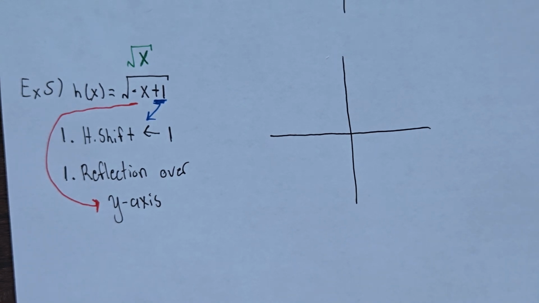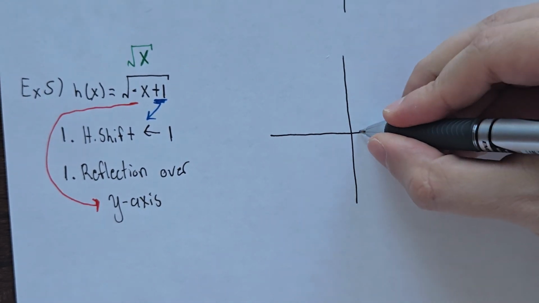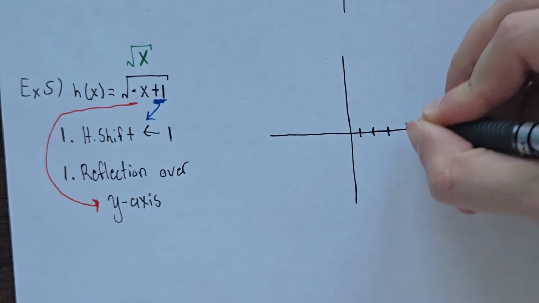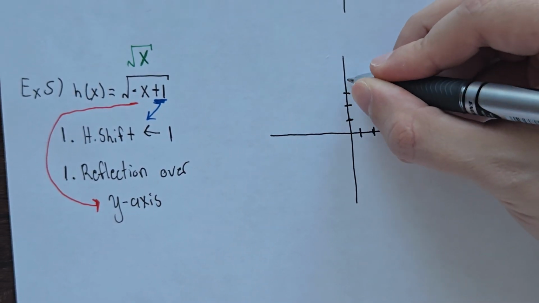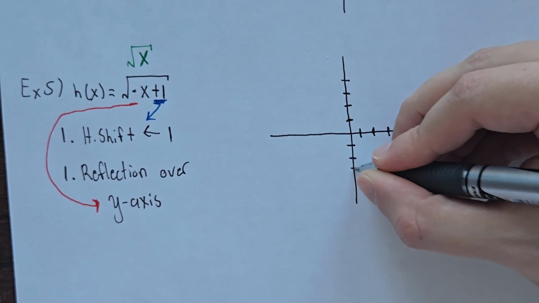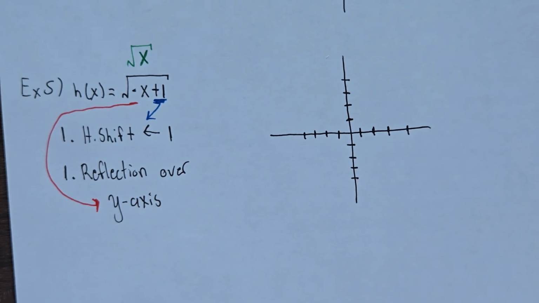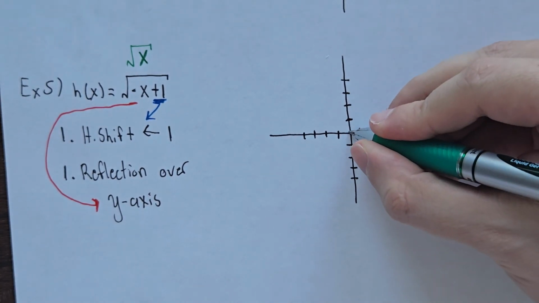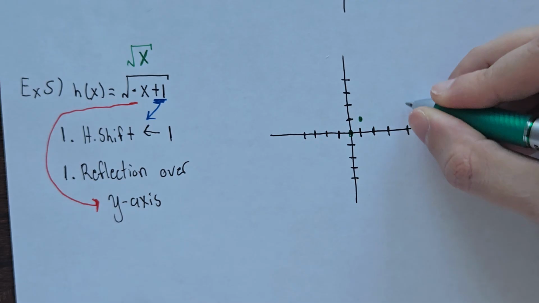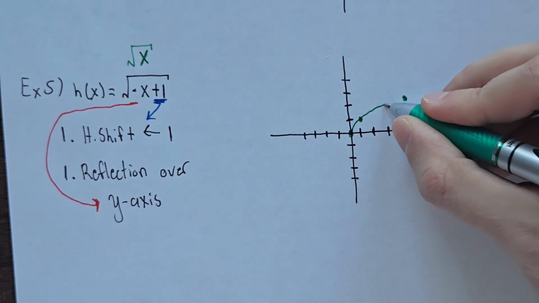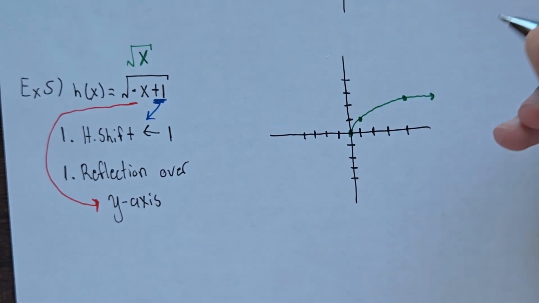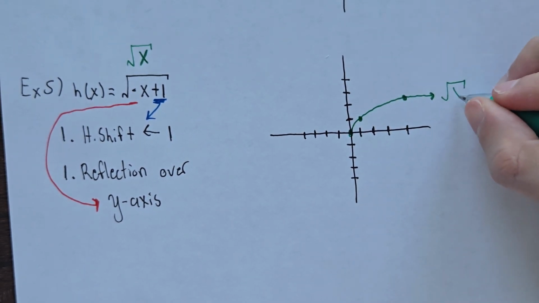Let's first graph the square root of x function. I should add some tick marks to this graph first. 1, 2, 3, 4. 1, 2, 3, 4. There we go. By adding tick marks to this graph, we can go ahead and graph just the square root of x. This one we should know looks something like this. Again, look back in the video if you need a reminder on how to graph the square root. But this is just the square root of x.